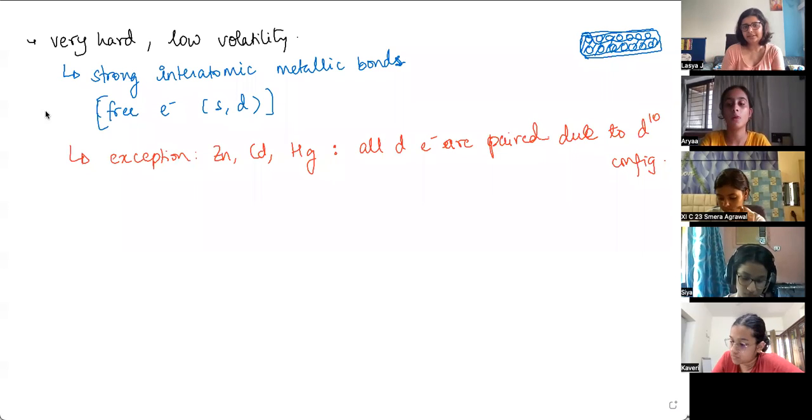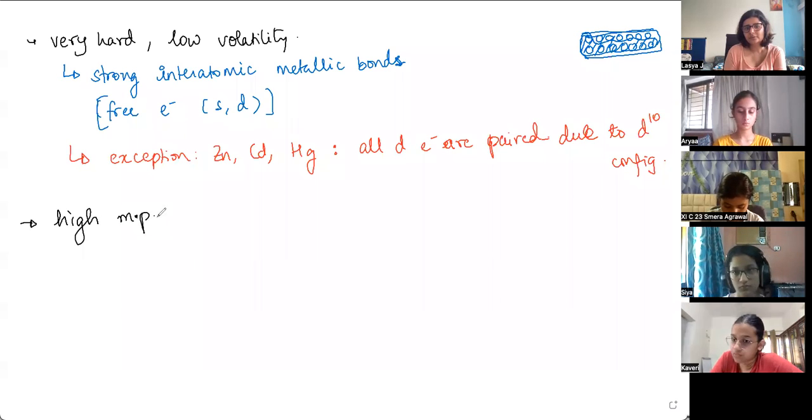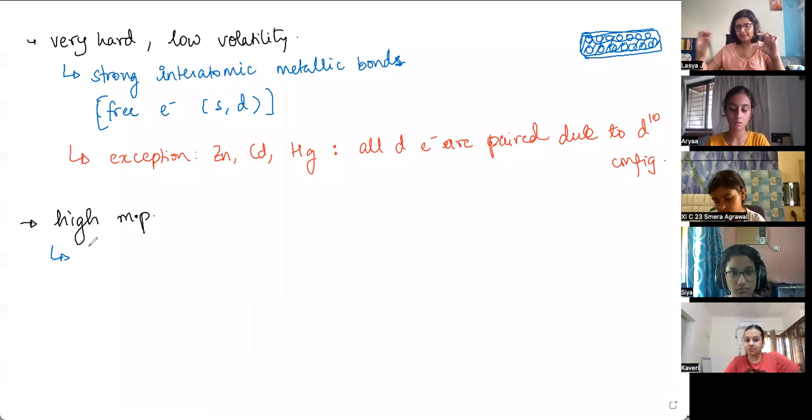And this in turn affects the trend of melting point. So in general, d-block elements have high melting points. What do you think would be the trend within a period? If you look at the 3d series, what do you think would be the trend of the melting point? As in down the group? Across a period.